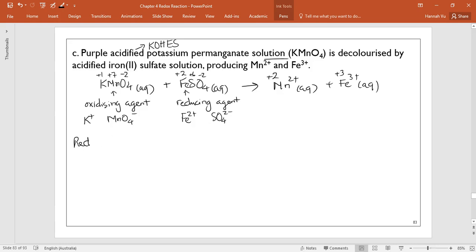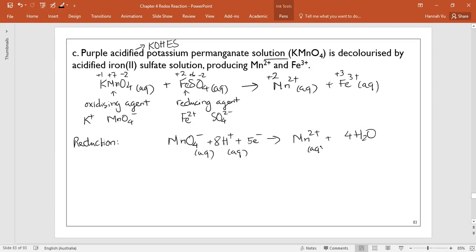So for reduction, really all you have is the same half equation that you probably have written at least 3 times in the past. Well, I've written it at least 3 times in the past 2 days. So MnO4- going to Mn2+ with 4 H2O and 8 H+ and 5 electrons. You will once again write this so many times this year that you would effectively memorize it. For oxidation, we're going to have Fe2+ going to Fe3+.